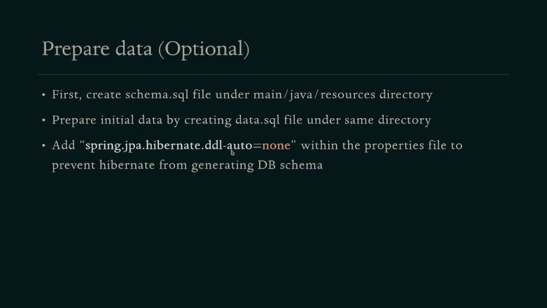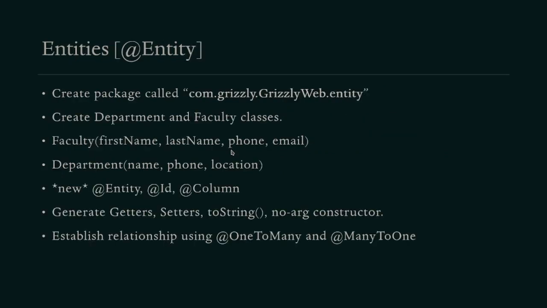We're going to start working on the entities. So we're going to have two entities, faculties and departments. For starters, let's create a new package called com.grizzly, the grizzly web.entity. Almost the same way I did it previously. Just create an entity package. Are we good with that?